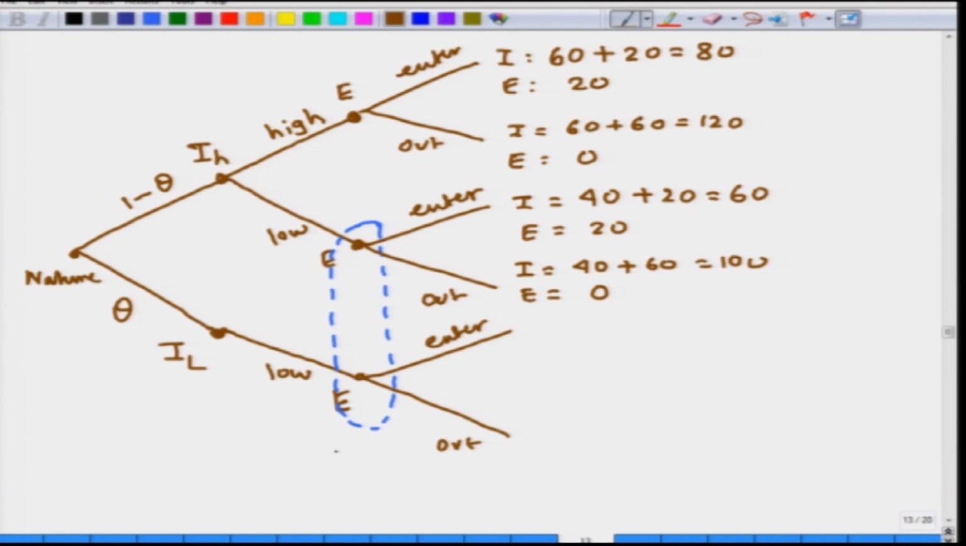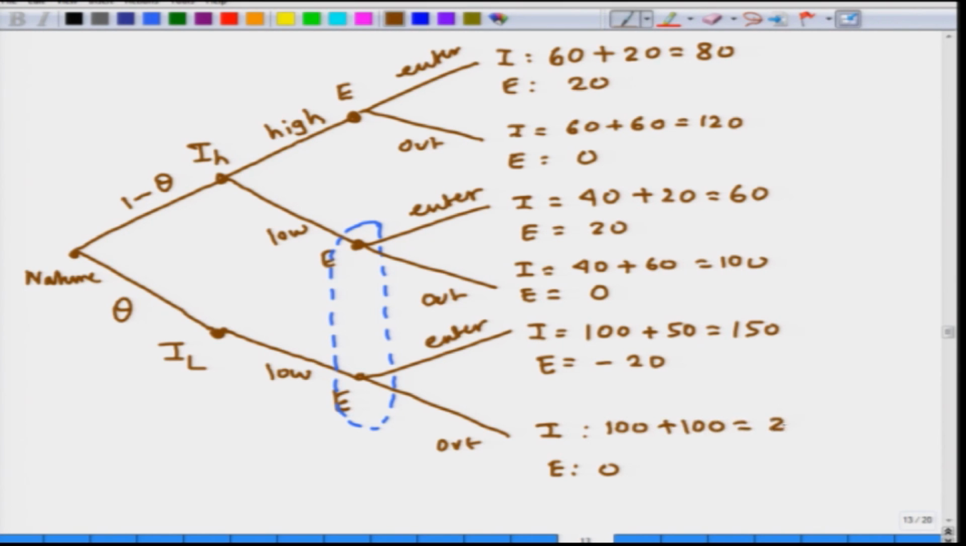And on the other hand, if the incumbent is a low cost firm and there is entry, then in the first period it essentially charges the monopoly price, gets the duopoly profit of 50, for a total of 150, and the entrant essentially gets minus 20. Finally, if the entrant decides not to enter, it gets 0, whereas the incumbent gets 100 plus 100, which is equal to 200.